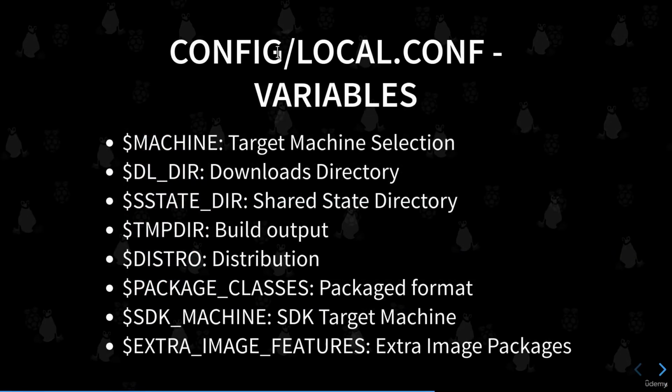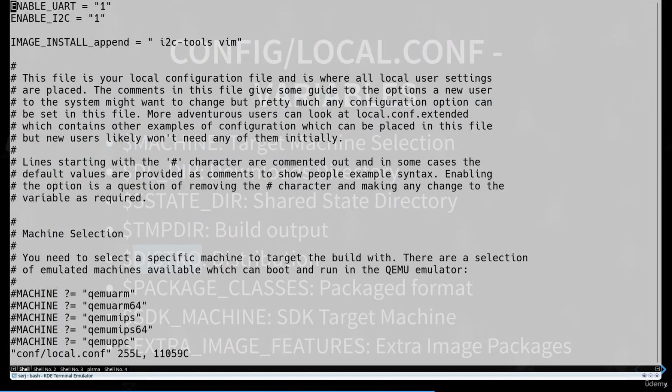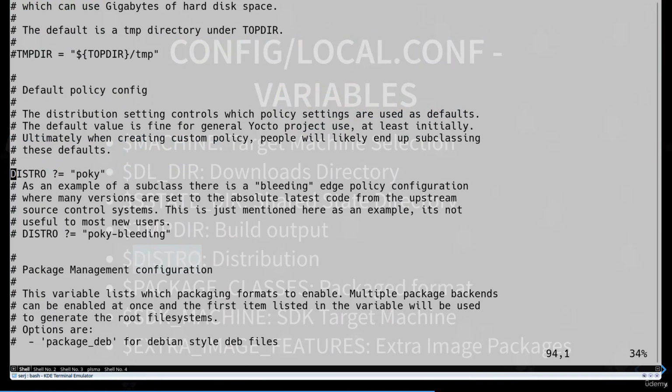Now let's move on to the local.conf file and specify the common variables that we can see in it. So the machine we've already seen as a target machine selection, download directory, state directory, the tmp directory, which is the build output, the distribution that we will use, which is set to Poky. If we can take a look at that. So it's set to Poky.